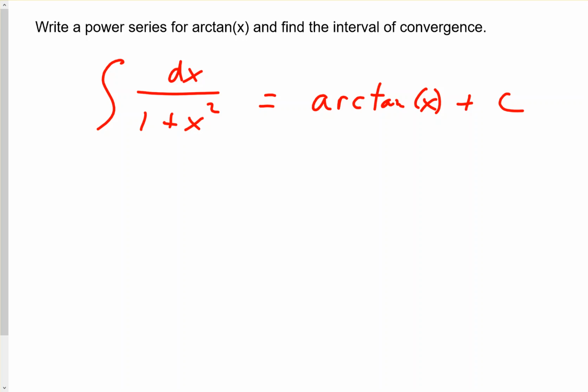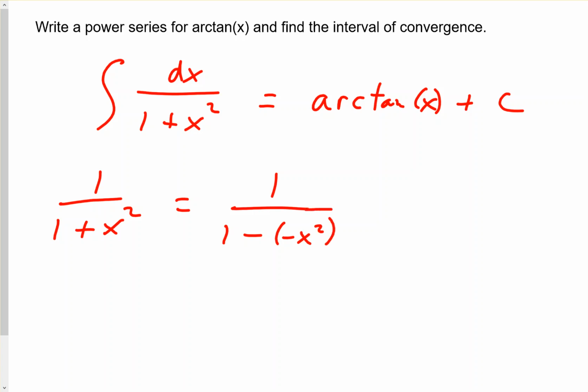Namely, the function we have within the integral, if you want to think of it, is 1 over 1 plus x squared. Well, we're going to rewrite that slightly. The denominator we're going to rewrite as 1 minus negative x squared. So doesn't this remind us of something? Isn't this kind of like how we would find the sum of a geometric series?